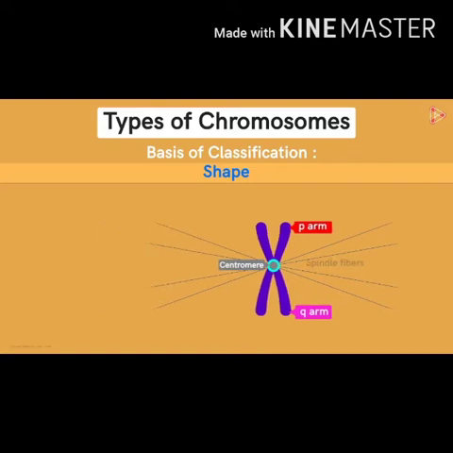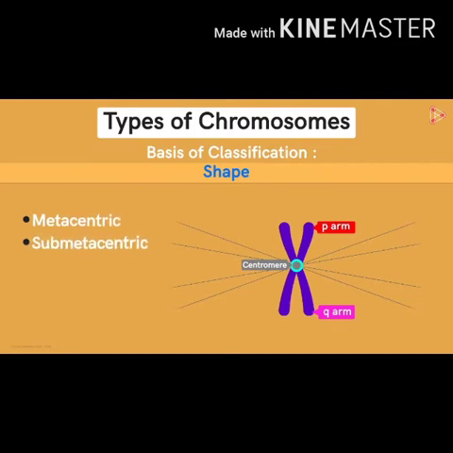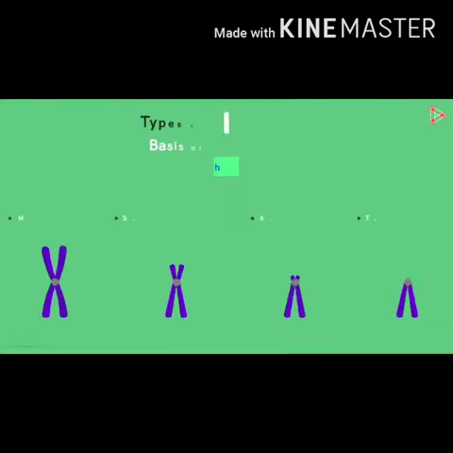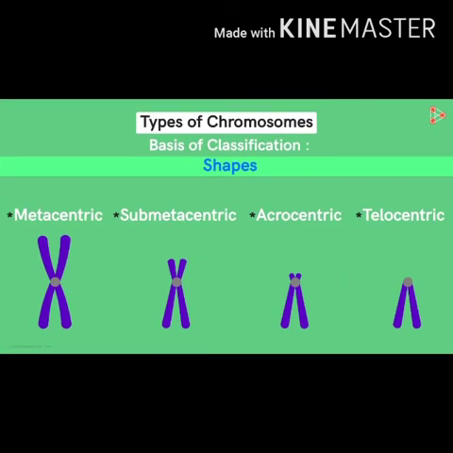The four types include metacentric, submetacentric, acrocentric, and telocentric chromosomes. Let's have a look at the structures of each type. Aren't these simple to understand?